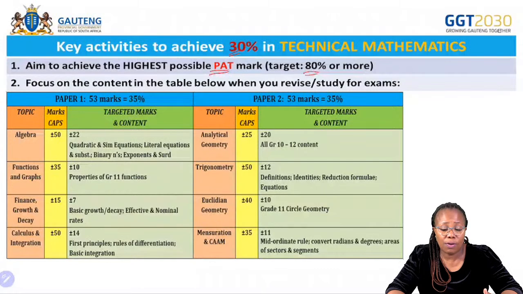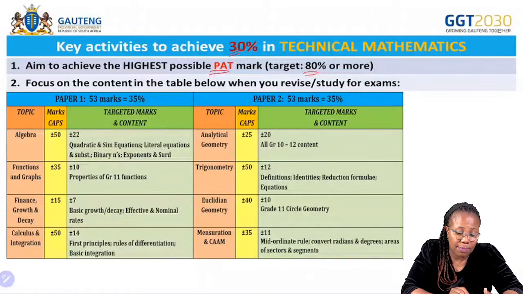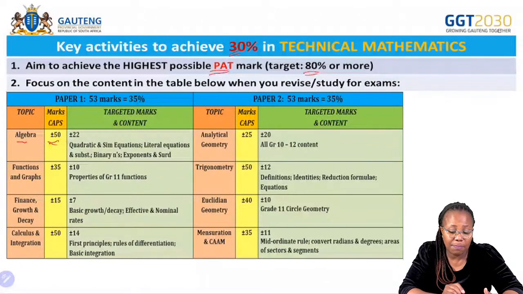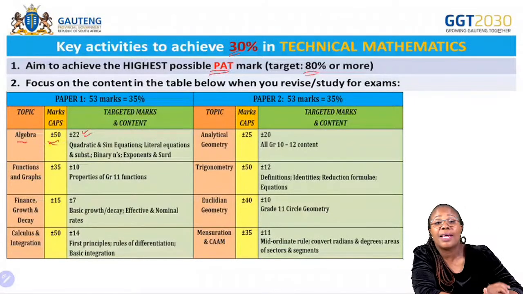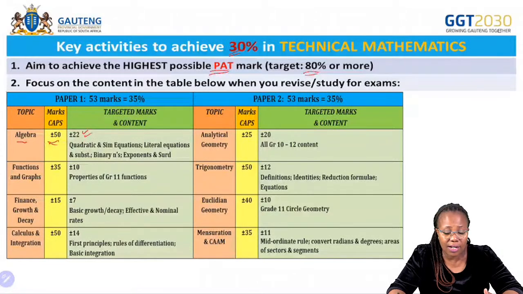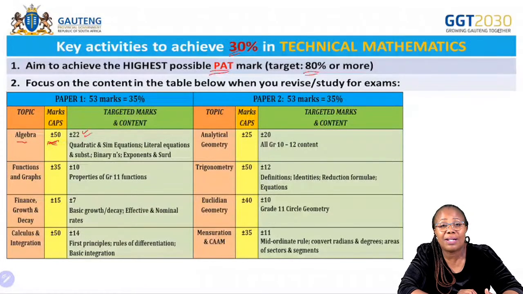And then the focus content in the table below, when you revise, study for exam, please focus on the following. We are just giving you tips now because we are approaching our exam now. For algebra, we know that the allocated mark for algebra is plus minus 50 marks. But grade 12, if you can just get a 22 marks there, plus minus 22. When you talk algebra, you talk quadratic equations, simultaneous equations, the literal equations, the binary numbers, the exponents and sets. Those are the basics. Can you see grade 12? They hold a lot, 50 marks out of your 150 mark paper 1.